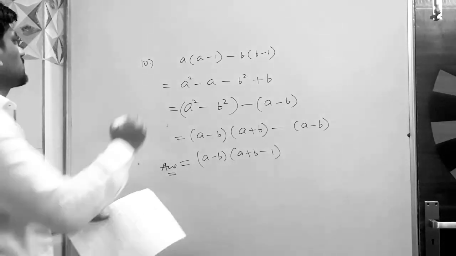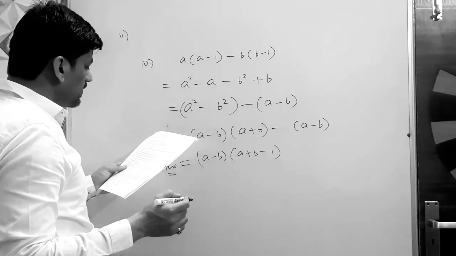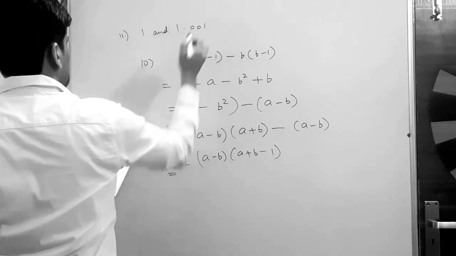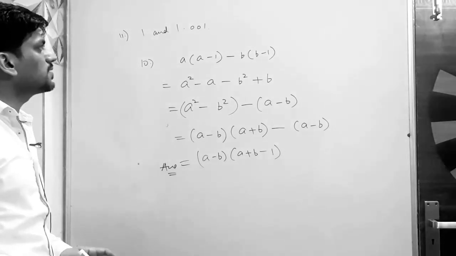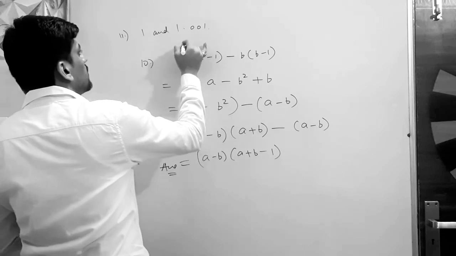Question number 11. Let us see question number 11. It's a very easy question. Find three irrational numbers between 1 and 1.001. So in between these two numbers we are required to find three irrational numbers. Okay, let us write three irrational numbers.